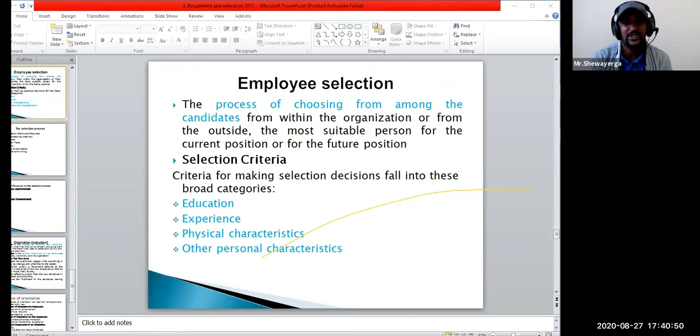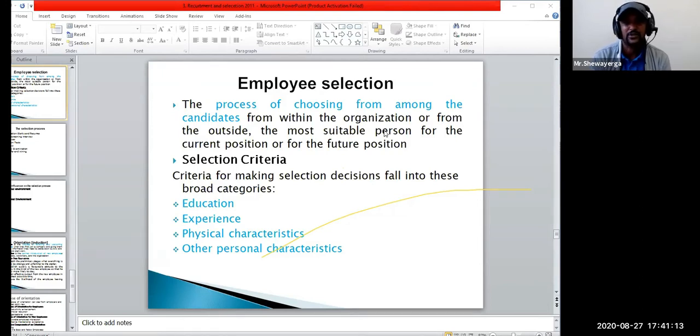So last class we have seen about recruitment. Recruitment is a process of searching prospective or potential candidates from internal and external sources to fill the vacant position as per our job analysis or based on human resource planning. So recruitment is the third element of human resource management.